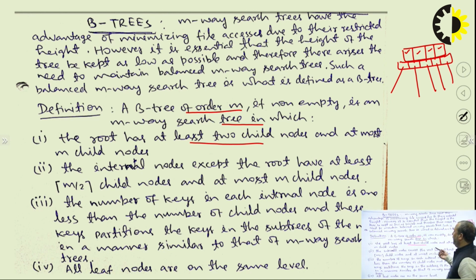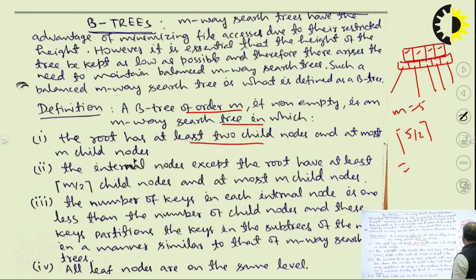Now let's see what the root node will have. The root node has at least two child nodes. Two child nodes means the key value will be one less, means one key value, and at most M child nodes. The internal nodes except the root have at least M by 2 child nodes. For example, if M equal to 5, every internal node, excluding root and leaf node, has at least M by 2 child nodes, means 5 by 2.